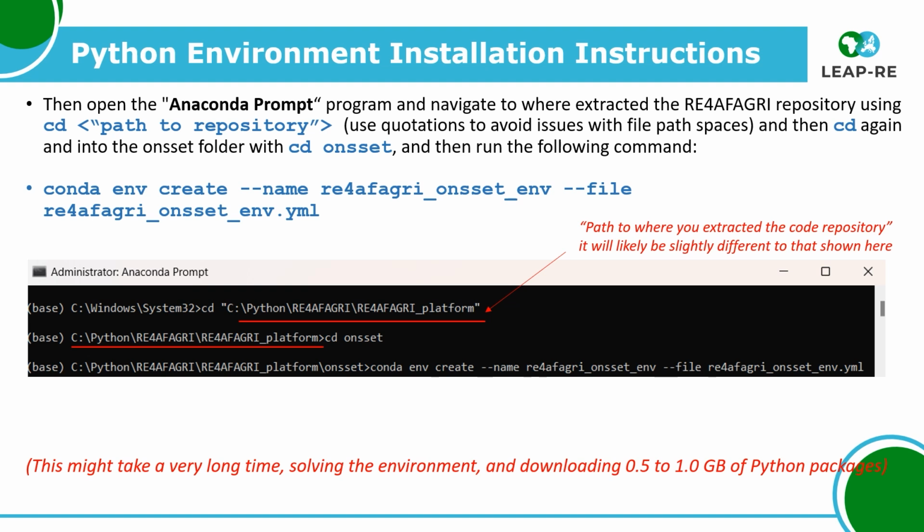And then you can copy this command here, conda env create, etc. Probably best just to copy paste it so that you don't make any spelling mistakes. When you run this command, it will download and install all of the required Python packages and solve the environment to create the correct RE4AFAGRi OnSSET environment on your computer. This might take a very long time, including solving the environment and downloading many different Python packages. If it takes a long time, it's quite possibly not stuck. It might just take a while to finish.